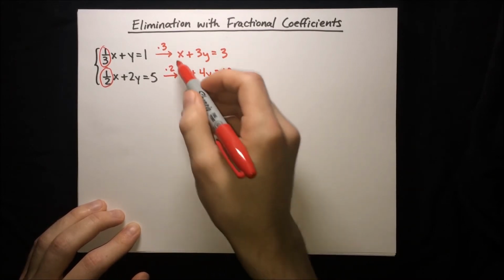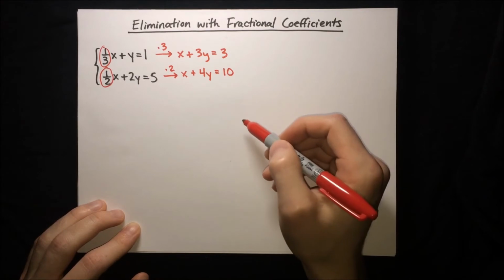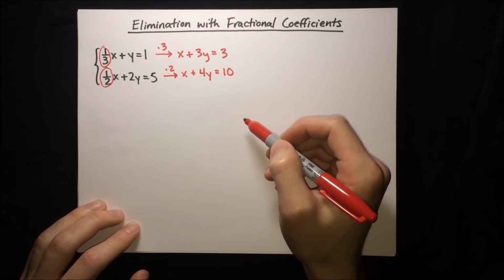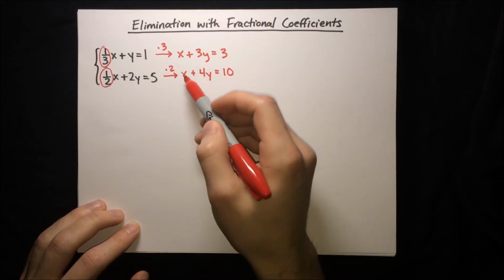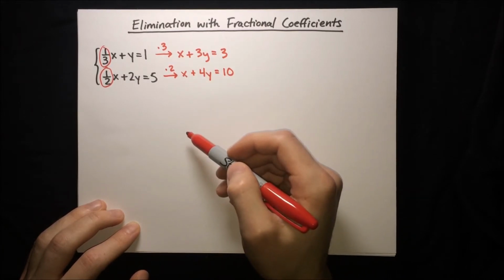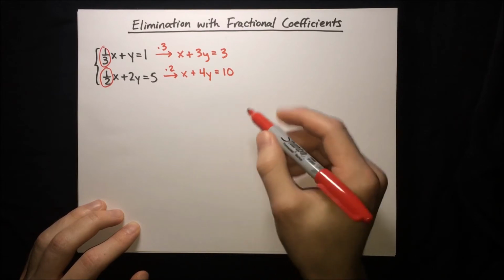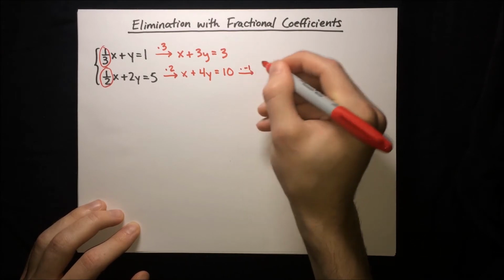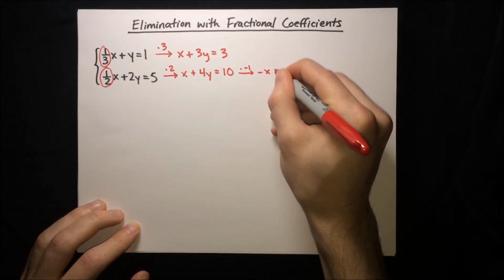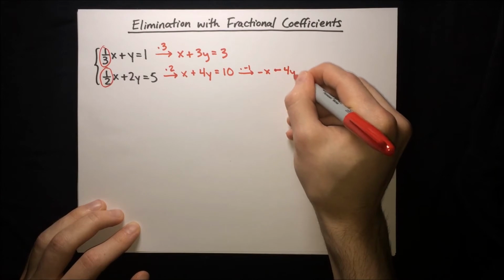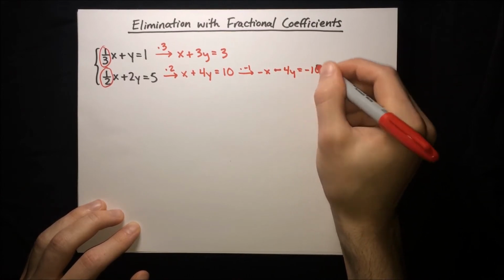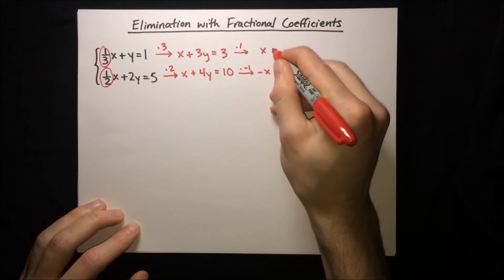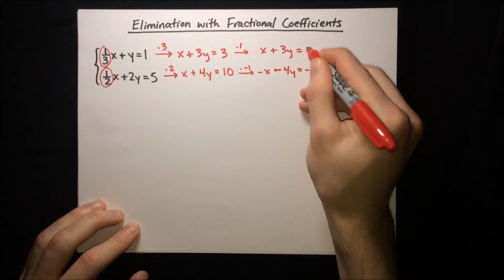Okay, now we have all integer coefficients, and we're good to perform elimination as usual. So what's the easiest thing to eliminate here? Well, if we turn one of the x's negative, then they'll cancel out. So why don't we turn this bottom x negative. Multiply this bottom equation by -1 and get negative x minus 4y equals -10. And the top equation will keep the same, times 1 to get x plus 3y equals 3.